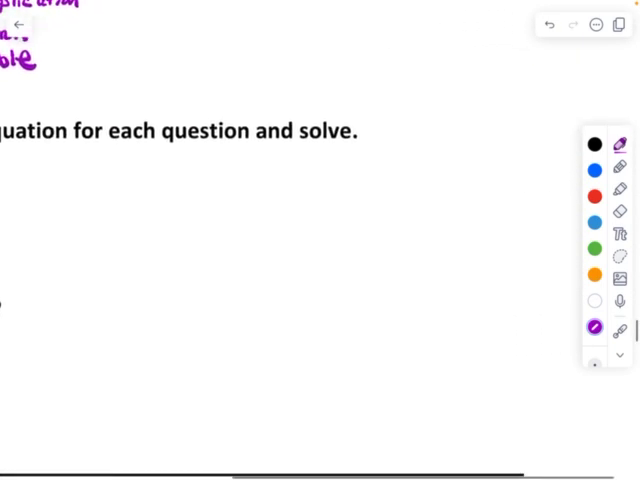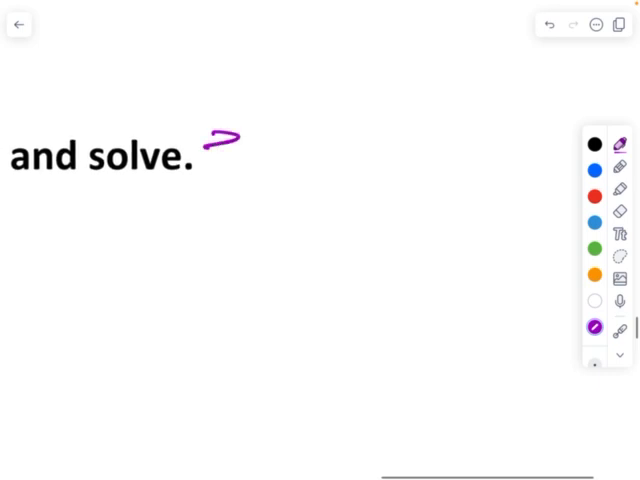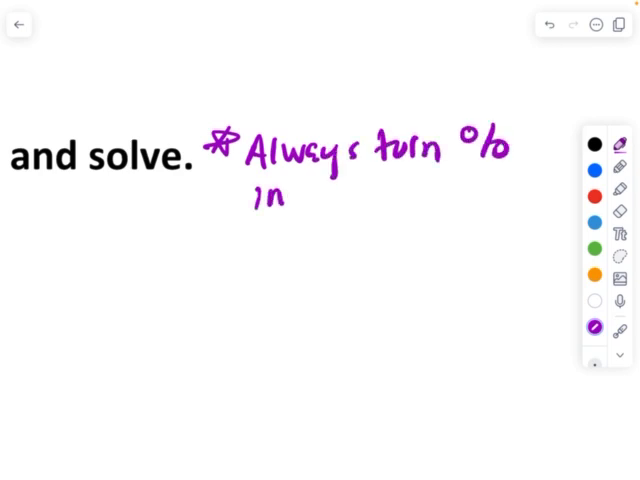All right, now we're going to work with some examples. The directions say write an equation for each question and solve. And I want you to add in: always turn percent into decimal.